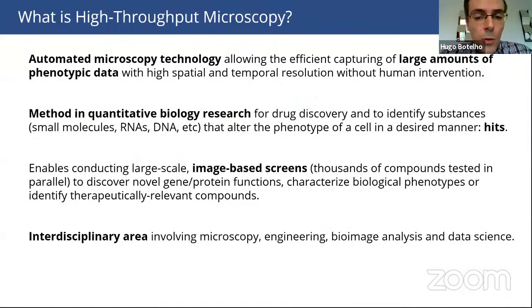And so what is high-throughput microscopy? I define high-throughput microscopy as the automated microscopy technology which allows the efficient capturing of large amounts of phenotypic data with high spatial and temporal resolution without human intervention. So it's using technology to automate many of the steps in image acquisition and also processing. Very important, this is a quantitative biology tool. So the goal is always to extract quantitative data about the samples rather than just describing the phenotype.